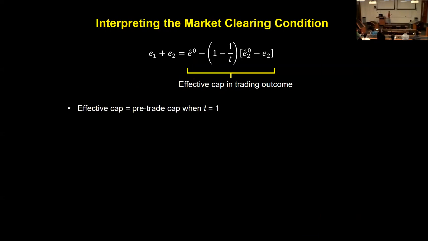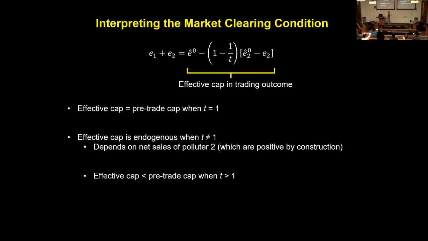You'll see the effective cap and the pre-trade cap are equal when T is equal to 1. If T is equal to 1, this term vanishes, and it's just this term and this term. When T is not equal to 1, the effective cap is endogenous because now it's going to depend on E2. E2 is over here. And as we change E2, the cap changes. And in particular, the effective cap is going to be less than the pre-trade cap whenever T is greater than 1. If T is greater than 1, this term is 1 over something bigger than 1. It becomes less than 1. 1 minus that is positive.